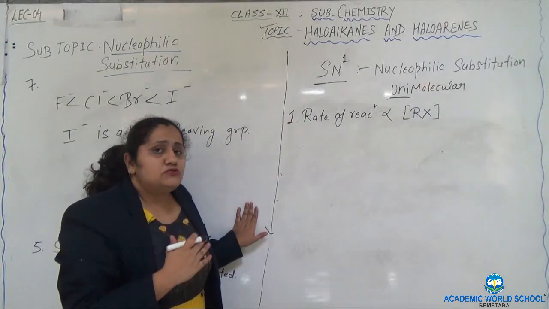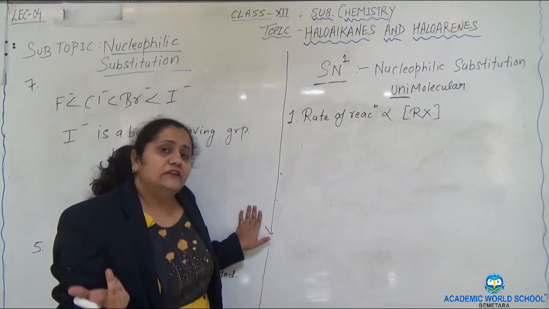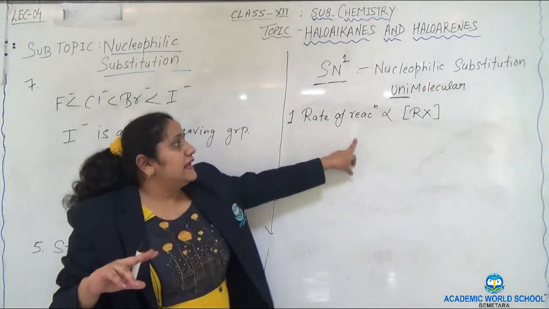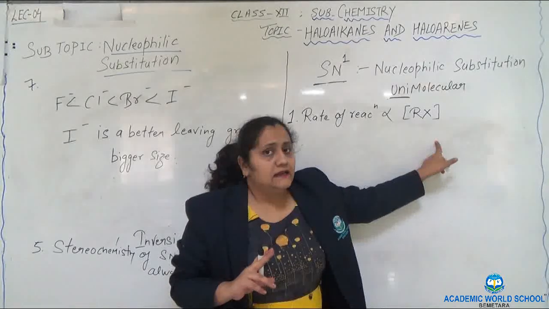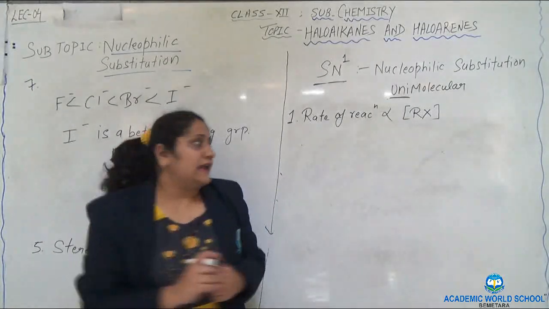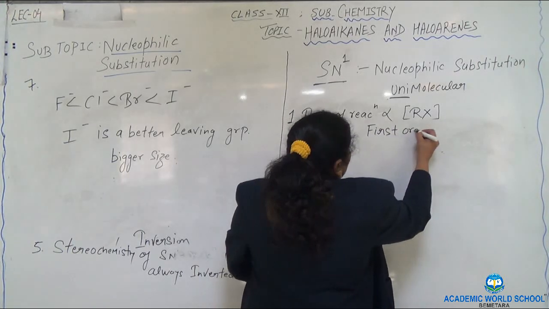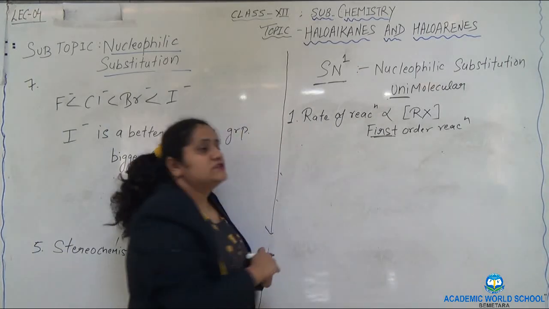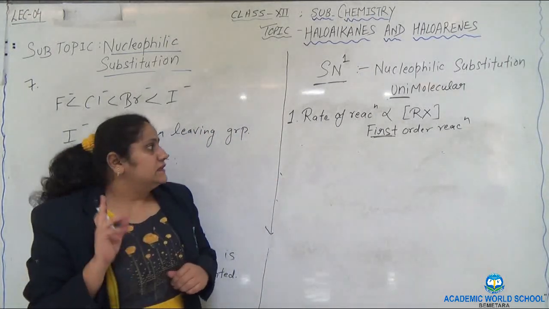In the SN2 reaction, the rate of the reaction depends upon both the nucleophile and the alkyl halide. But in SN1, the rate of reaction depends only upon one reactant, which is the alkyl halide. Hence, the kinetics of the reaction is called first order. This first order is due to the kinetics depending upon one reactant molecule.